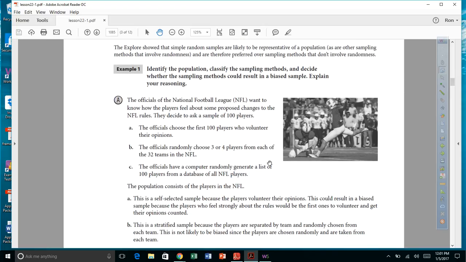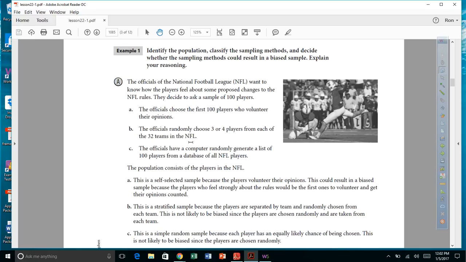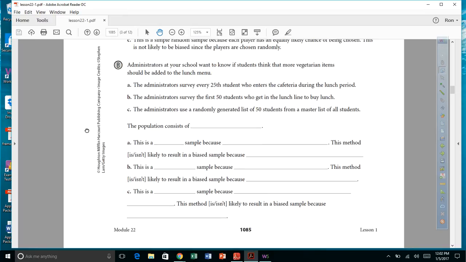The explorers showed that simple random samples are likely to be representative of a population, as are other sampling methods that involve randomness, and are therefore preferred over sampling methods that don't involve randomness. Identify the population, classify the sampling methods, and decide whether the sampling methods could result in a biased example. Explain your reasoning. So A, I'll let you do A, and when you get back, we'll take a look at B.